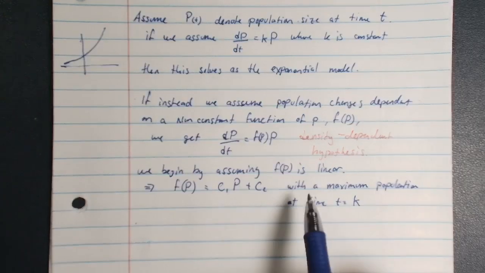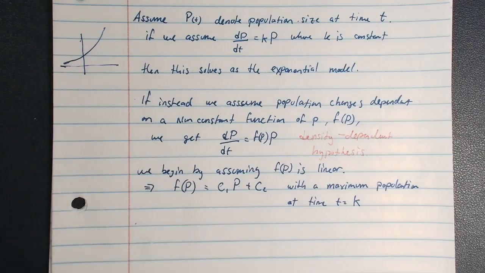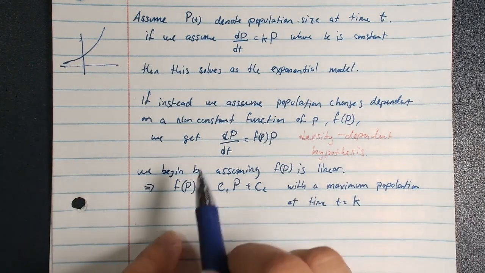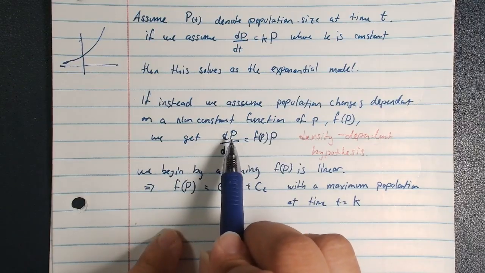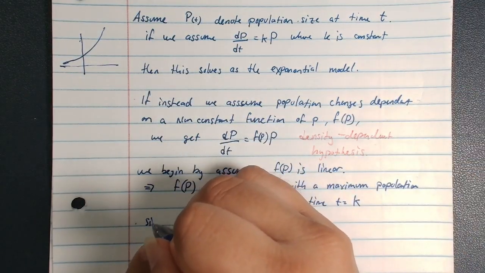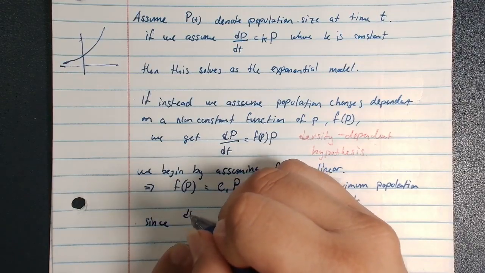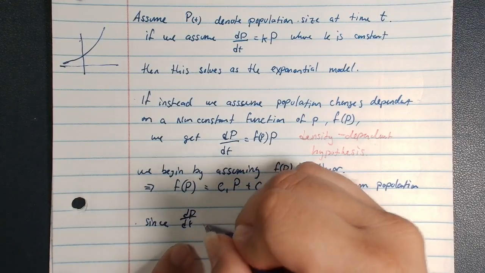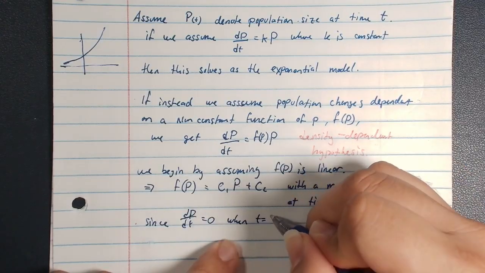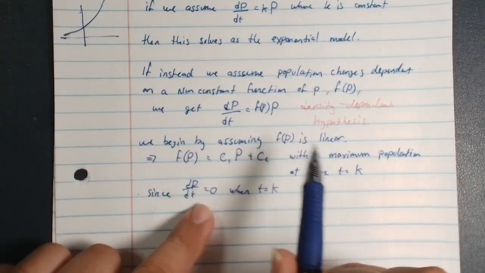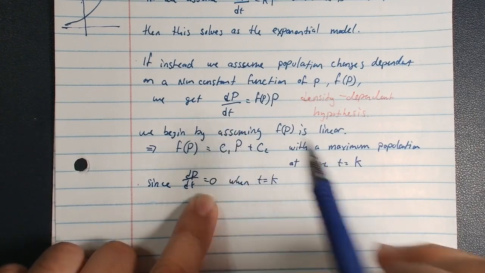Okay, so we're going to assume that at a certain time, that's it. You've reached it. You've gotten to the maximum population size that this environment can contain. Well, if you're at that time, your derivative of growth, the change in your population, is 0. Since dp/dt is equal to 0 when t is equal to k, right? Your population growth isn't growing anymore. You've reached the maximum. It's not going to get any higher.